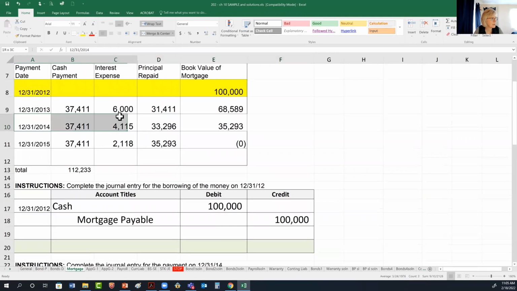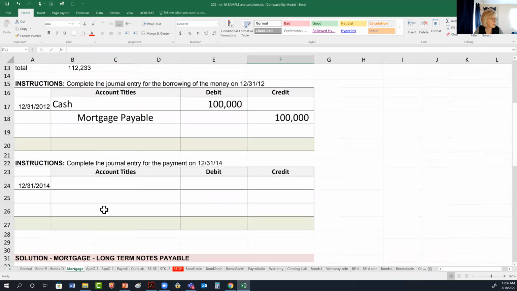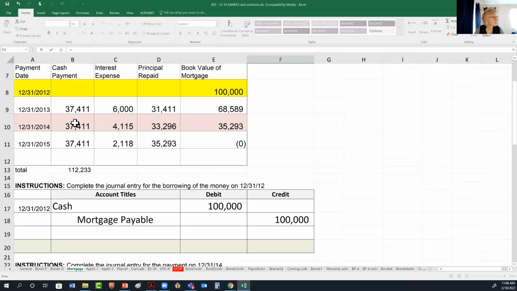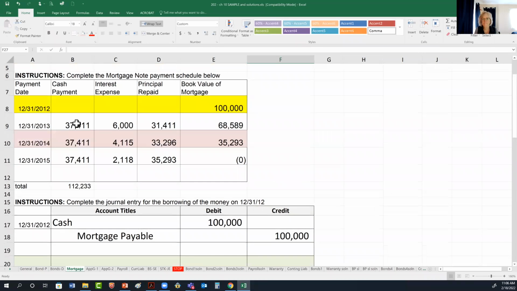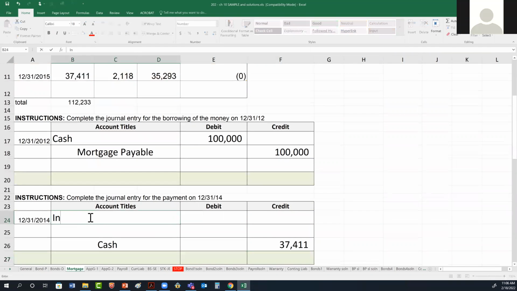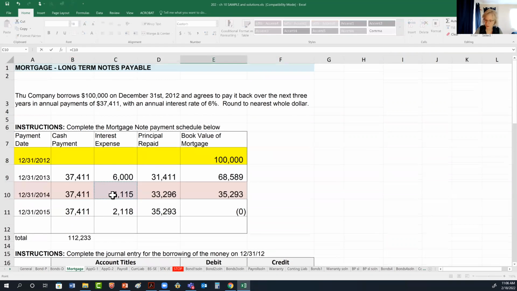They're not asking for the first payment. They're asking for the second payment. Okay. So we know the cash is going to be 37,411. So if you get stuck on these problems, do what you know. Cash goes out 37. Okay. What else can you tell me? What do you think are the other accounts? So you debit interest expense for 4115. And we're just lifting that off the statement. Good.